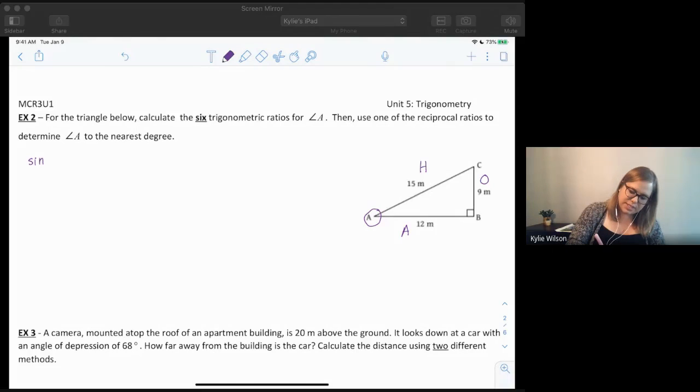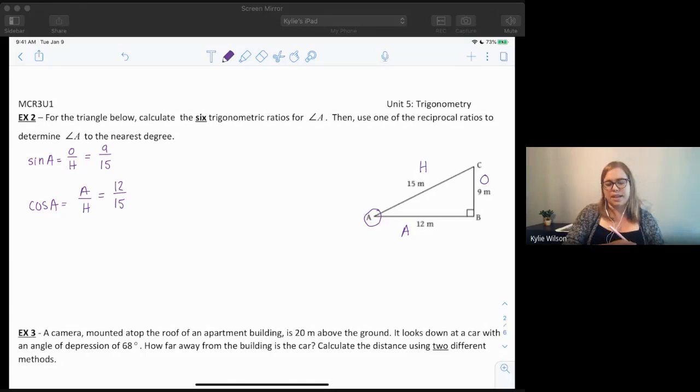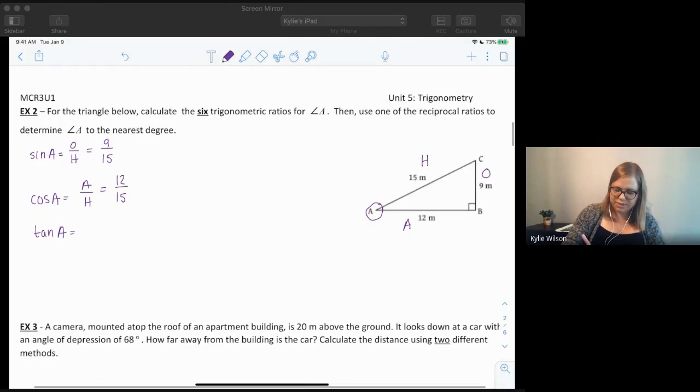So the first one is sine of A. It's going to be opposite over hypotenuse, which is 9 over 15. Then we have our cosine of A, which is equal to adjacent over hypotenuse, and that is equal to 12 over 15. Then we have our tangent of A, which is equal to opposite over adjacent, so 9 over 12.